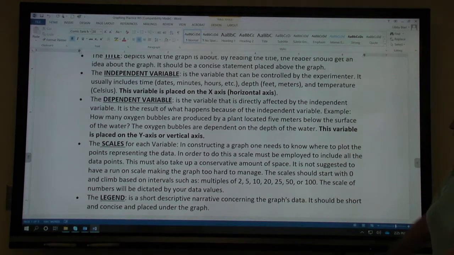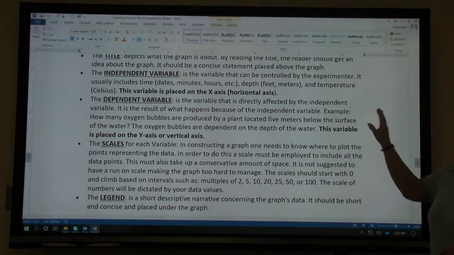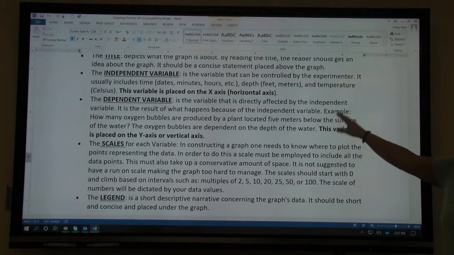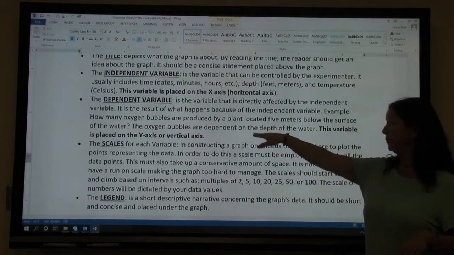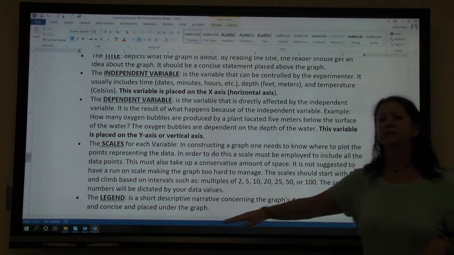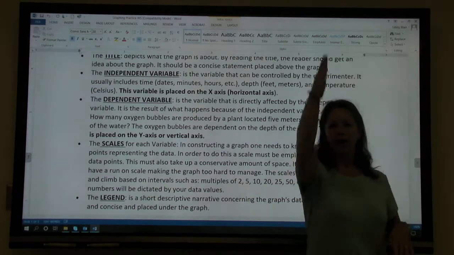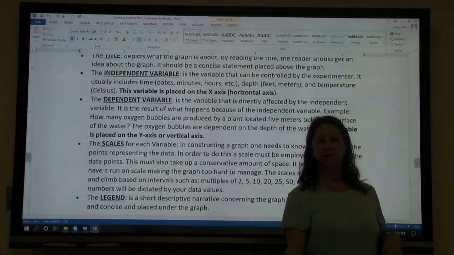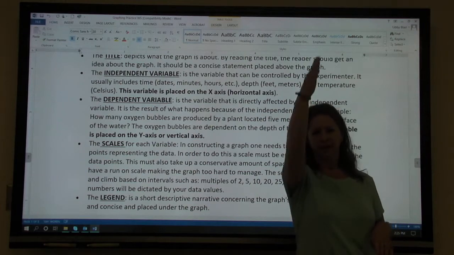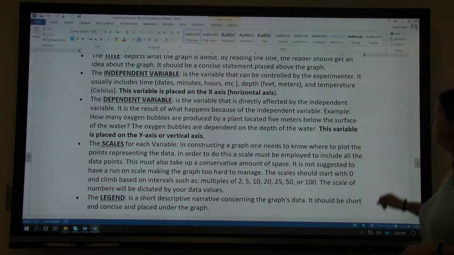So if we were talking about oxygen bubbles produced by a plant, okay, the oxygen bubbles are dependent on how deep I decide to measure the plant, okay? And that's going to be put on the y-axis. The y-axis is the one that goes up and down, vertical, okay?